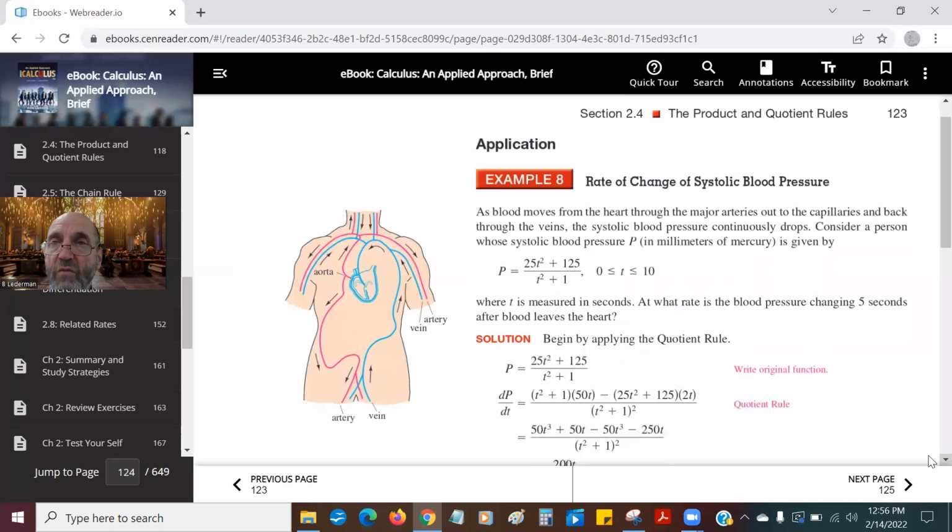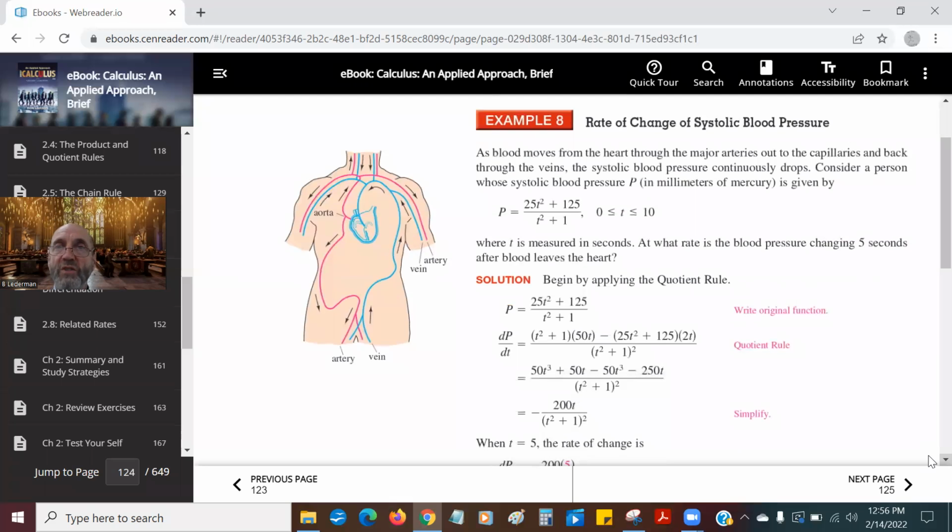Okay, yuck. Rate of change of systolic blood pressure. Blood pressure, if you know, has two numbers. They say something like 120/80. The systolic is the top number, in case anyone cares. The diastolic is the bottom number. Blood moves from the heart through the major arteries out to the capillaries and back to the veins. The systolic blood pressure continually drops.